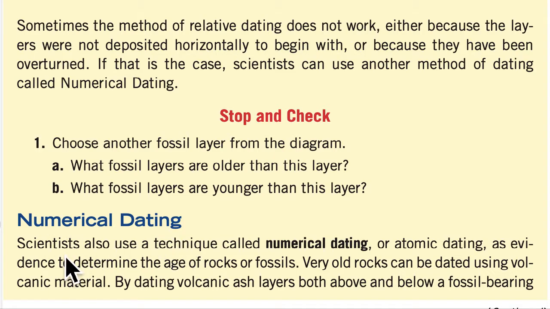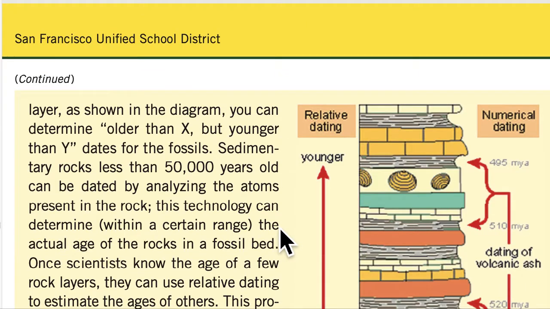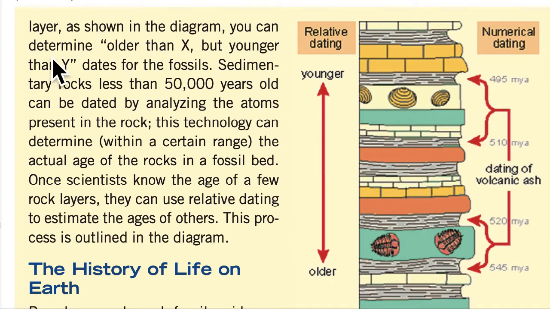Numerical dating. Scientists also use a technique called numerical dating, or atomic dating, as evidence to determine the age of rocks or fossils. Very old rocks can be dated using volcanic material. By dating volcanic ash layers both above and below a fossil-bearing layer, as shown in the diagram, you can determine older than X but younger than Y dates for the fossils.